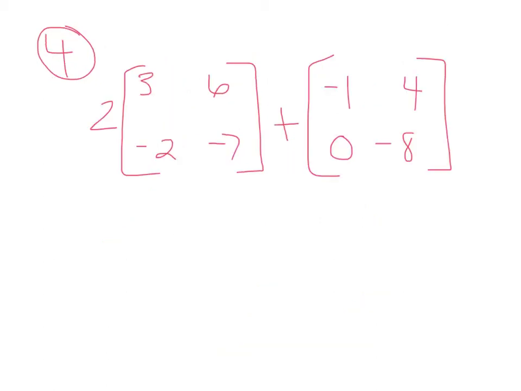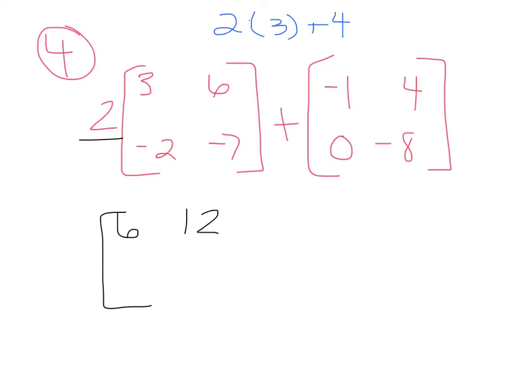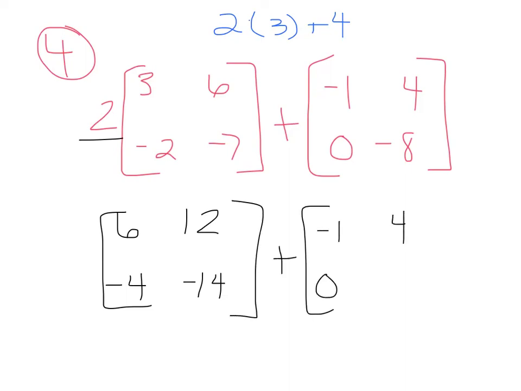And then finally we have basically a double operation matrix here. So you want to think of this as like 2 parentheses 3 plus 4. Well, what would you do first? You'd multiply first. So we're going to multiply first this 2 by everything in the first matrix. Well, that gives you 6, 12, -4, -14, and then plus -1, 4, 0, -8.